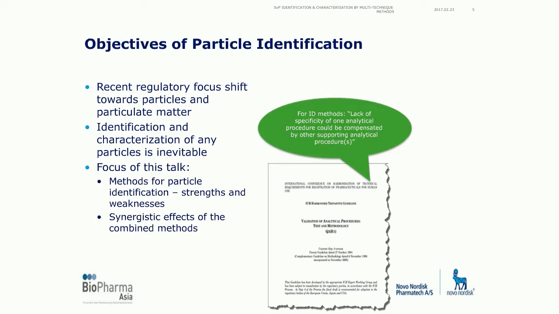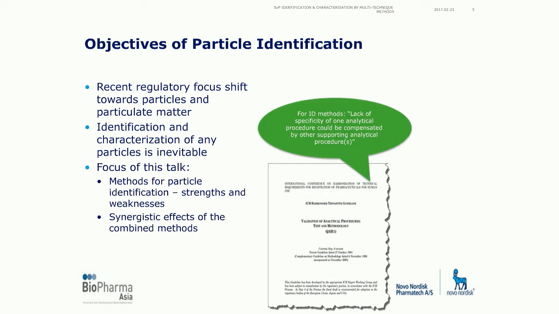However, the combination of methods shouldn't be a new idea when you talk about identification of materials. If you look into the ICH guideline for validation of analytical procedures, you will see that if we have lack of specificity of one analytical procedure, we can compensate by using another supporting analytical procedure. Meaning that if you have unknown materials that you are trying to identify, then it will be very hard for you to state that this is a specific method.